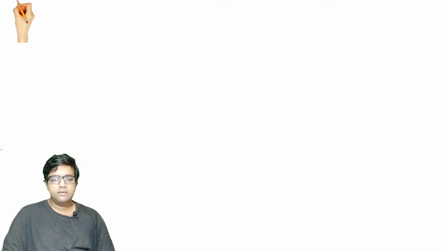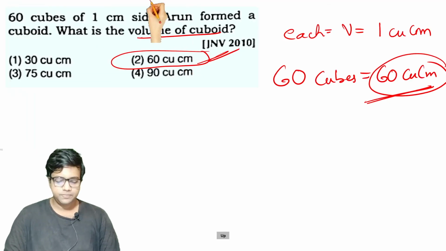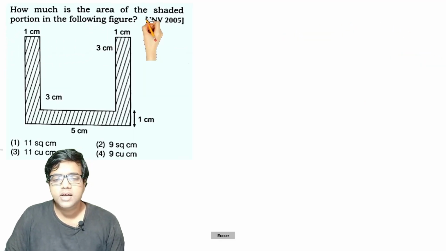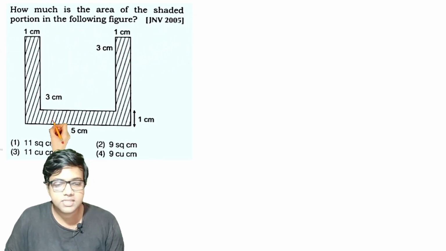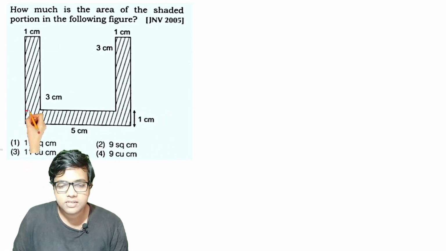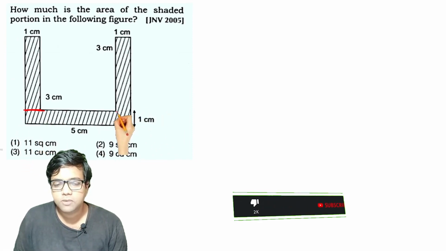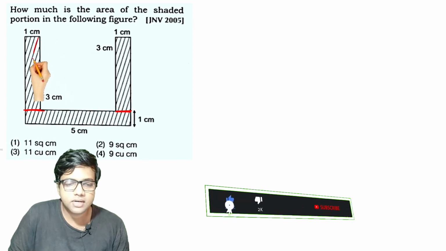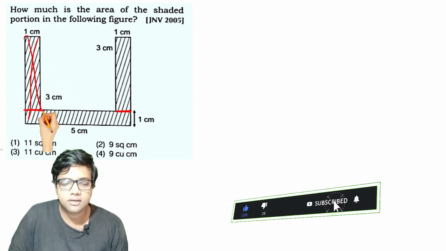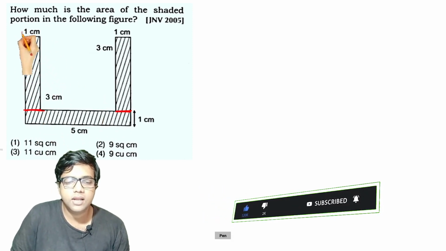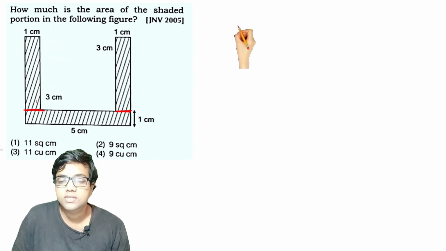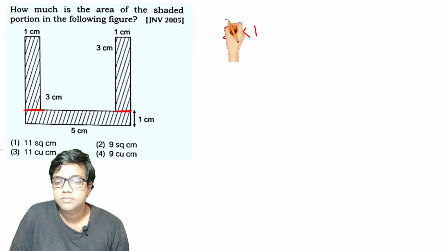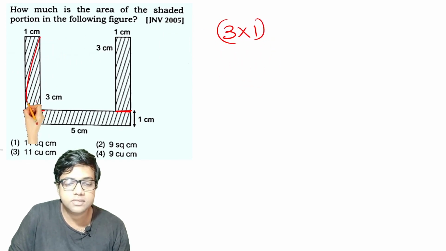Okay. So we have our last question. How much is the area of the shaded portion in the following figure? So let's divide this whole part into small rectangles. Let's find the area for the top rectangle. The length is 3 centimeter here, and the breadth is 1 centimeter. 3 into 1 centimeter is the area of this rectangle.